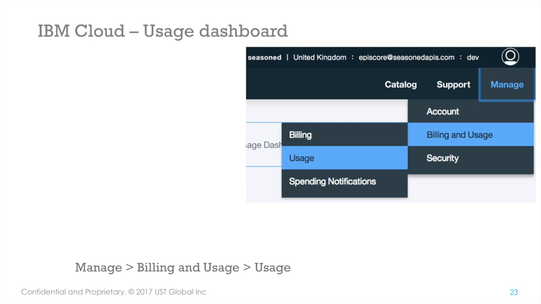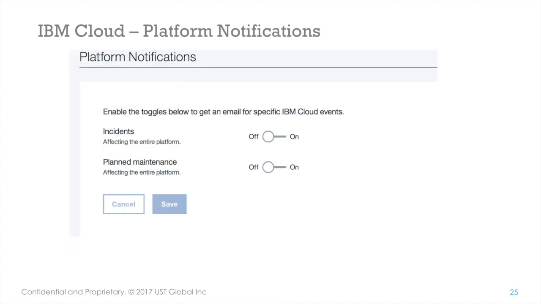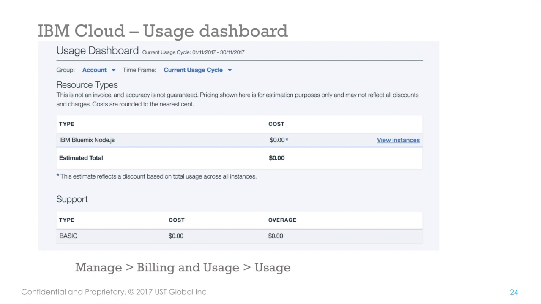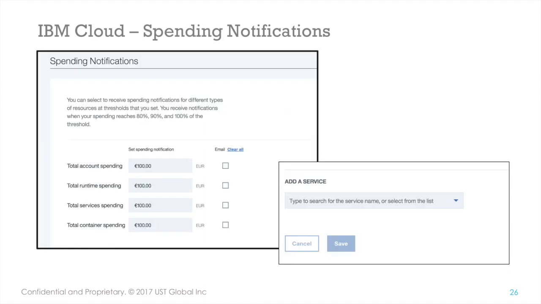We can as well check the usage of this organization and then see what the monthly cost is going to be. And well, it's not as accurate as mentioned here, but it's giving you an estimation of the cost for the end of the month billing. As well, we can manage inside the organization the different notifications like incidents and planned maintenance, and the different notifications for the spending for different services or for the global account.